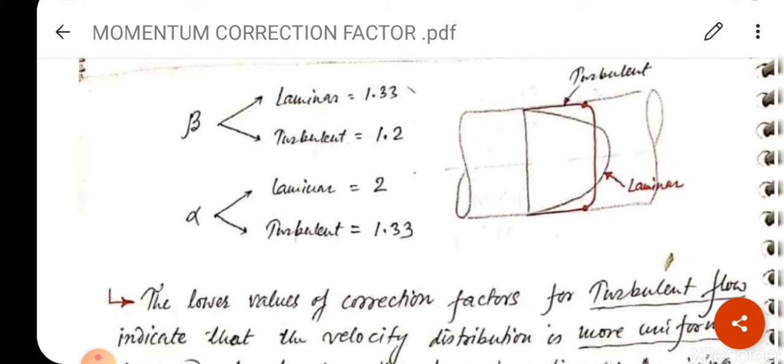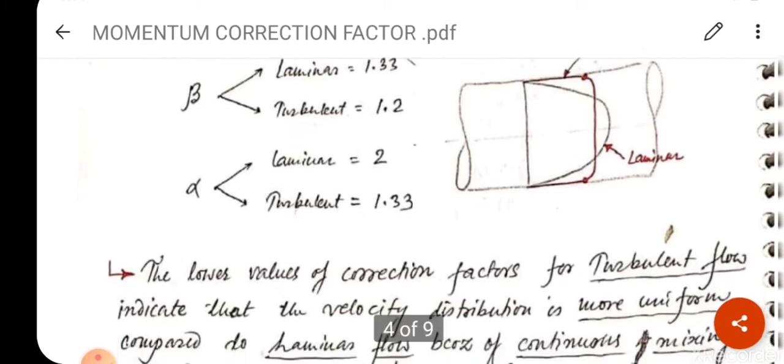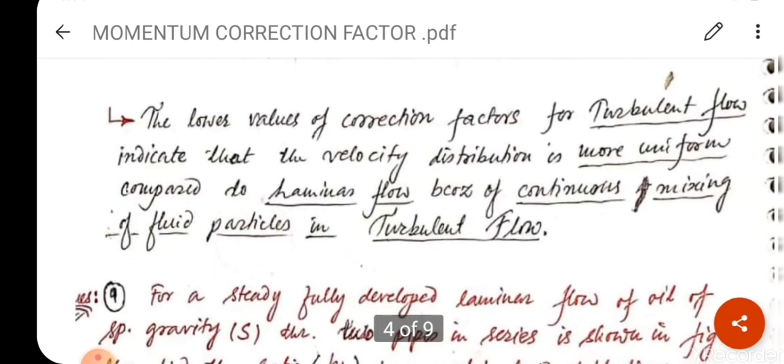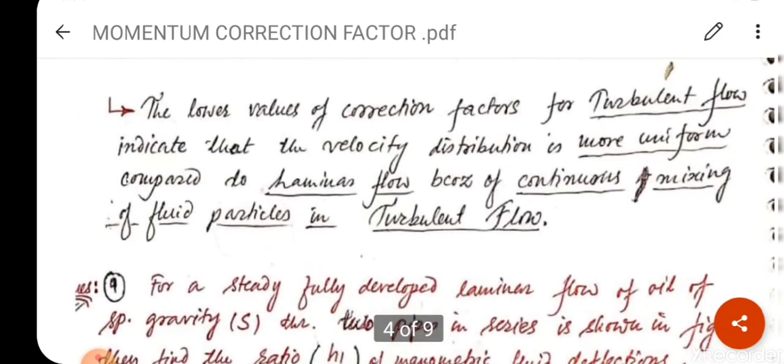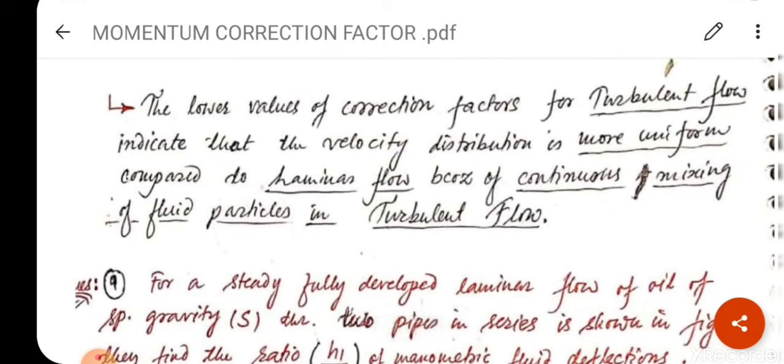Clear. In case of alpha, that is kinetic energy correction factor, laminar value is equal to 2 and turbulent is 1.33. So read this definition. The lower values of correction factor for turbulent flow, what is the beta value for turbulent? 1.2. Clear. So it indicates that the velocity distribution is more uniform compared to laminar flow. Clear. Because of continuous mixing of fluid particles in turbulent flow.